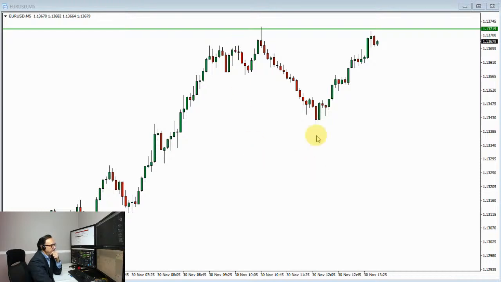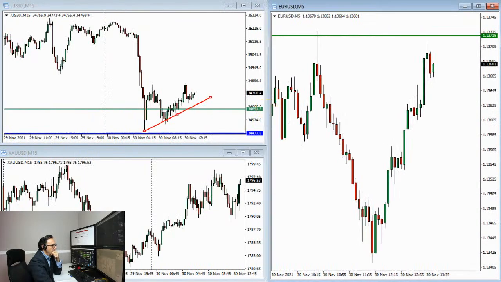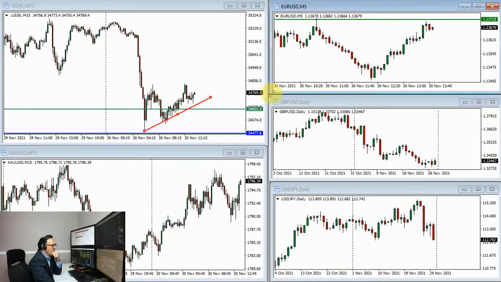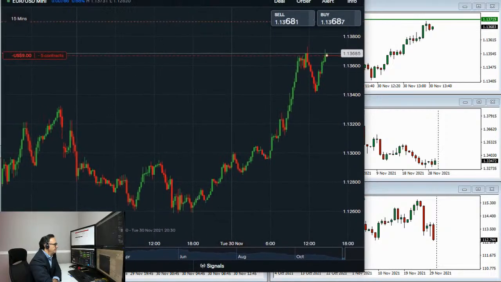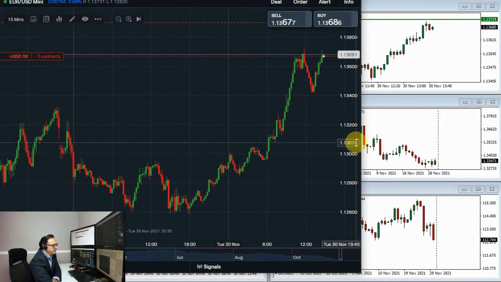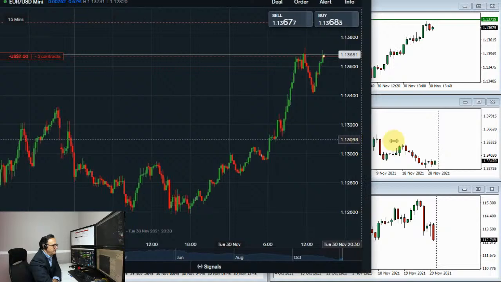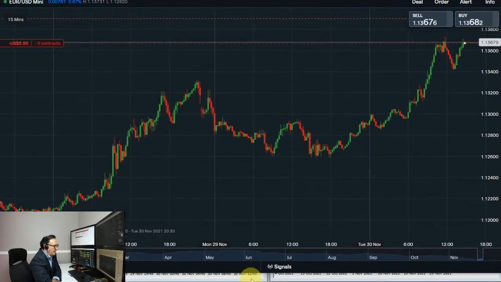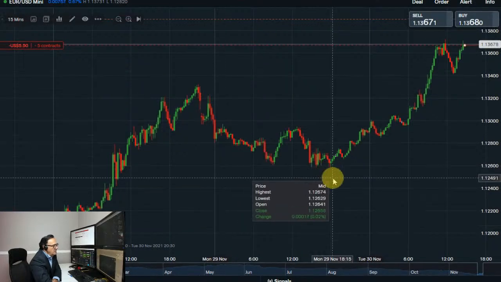I'll show you what I did very, very quickly now. So if I'm wrong, I'll be proven wrong very quickly. I'll be stopped out very quickly out of this trade. Okay, so that's the setup.